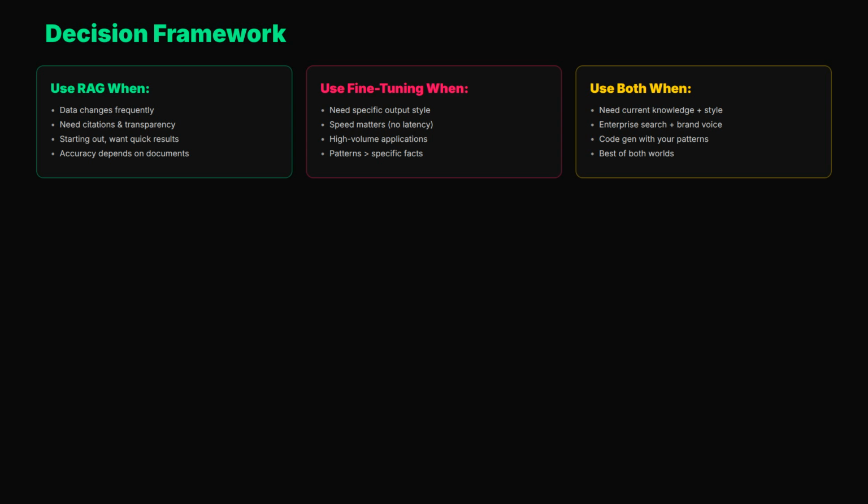Use both when you need current knowledge and specific patterns. Enterprise search with custom response style. Customer support with brand voice and up-to-date information. Code generation with your codebase knowledge and your team's patterns. The hybrid approach is increasingly common. RAG provides the knowledge, fine-tuning provides the style. Together, they create AI that knows your stuff and speaks your language.